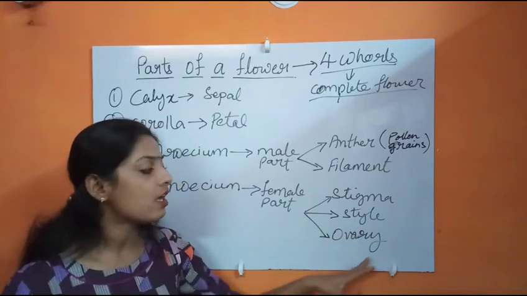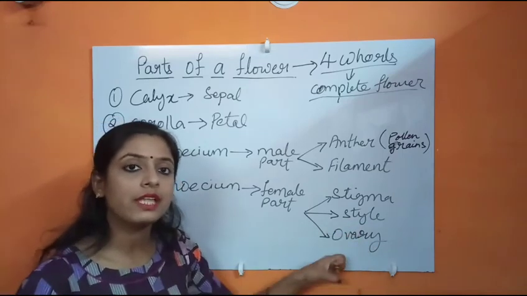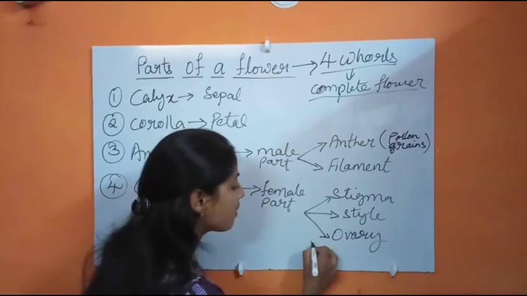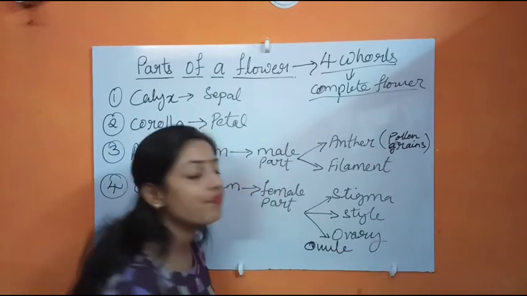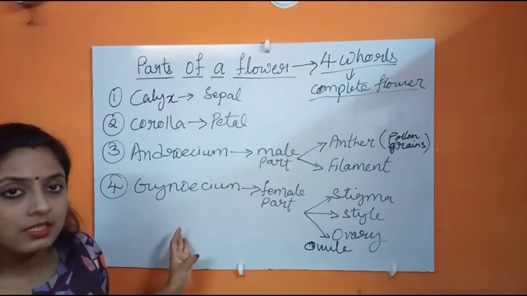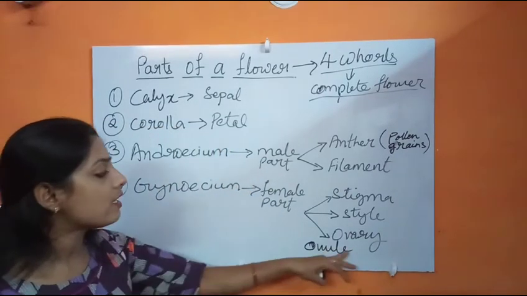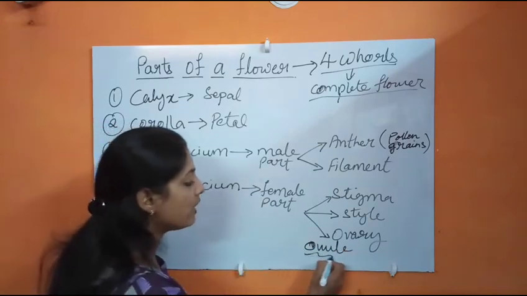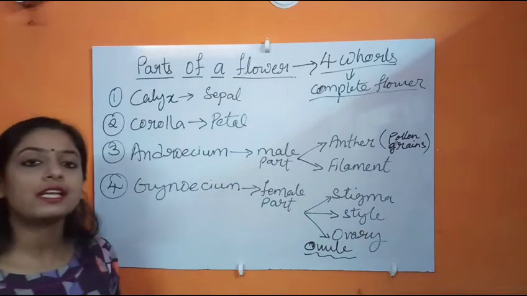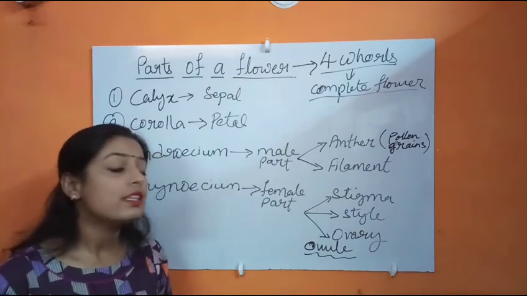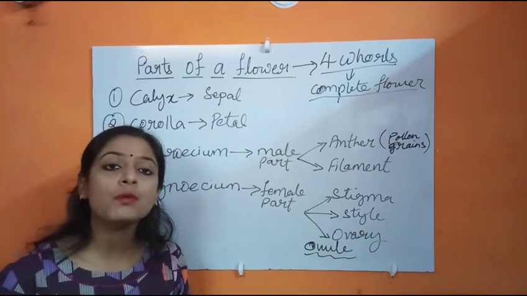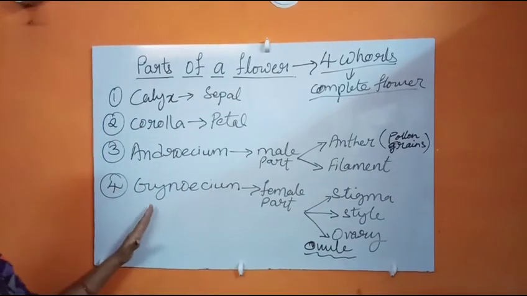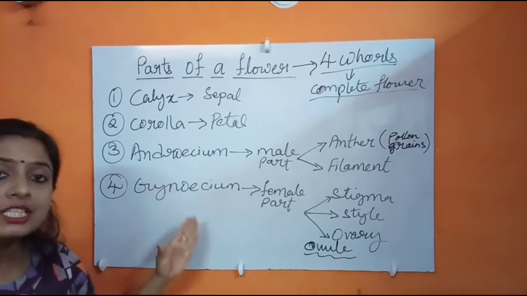In ovaries, ovule is there, and ovule contains female gametes. Female gamete cells are there in the ovary, which is present inside the ovule. Later on, after fertilization, when a fruit is formed, the ovule forms the seeds of the fruit. So these are the 4 whorls of a flower.